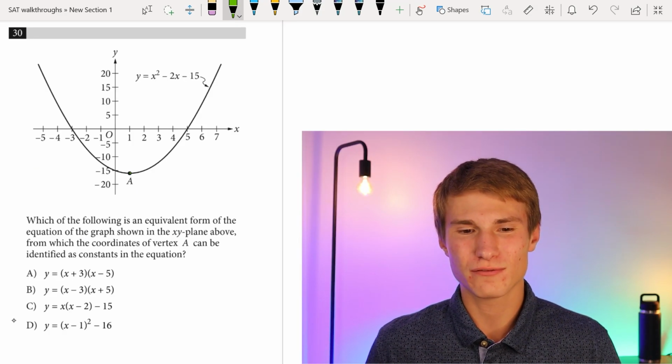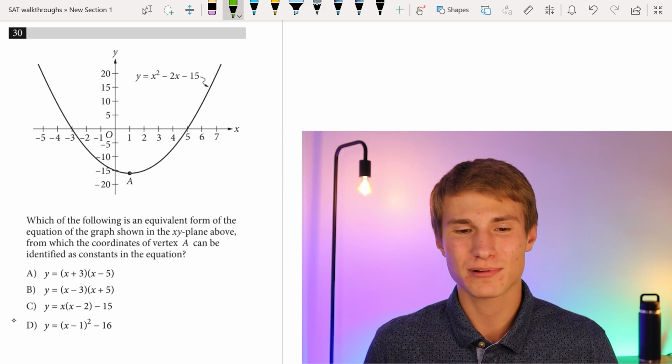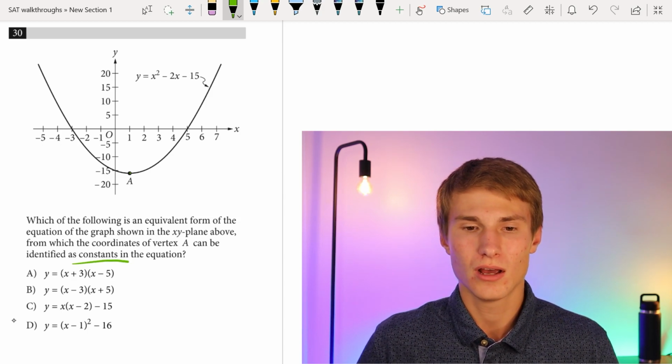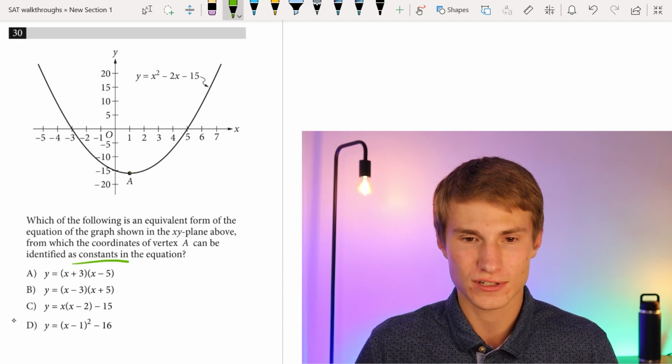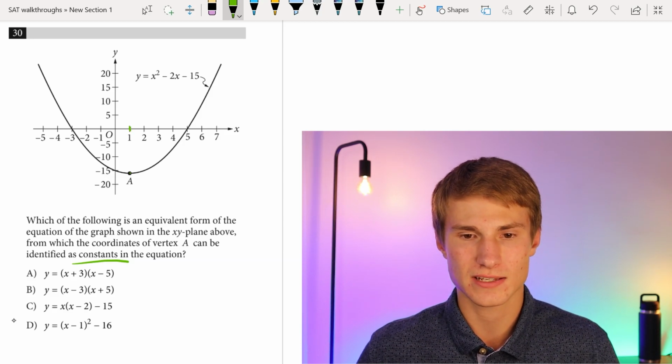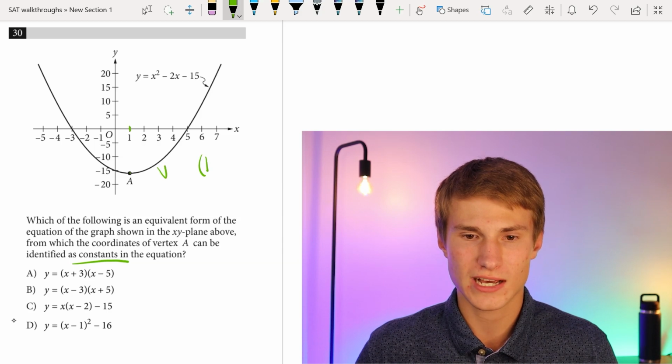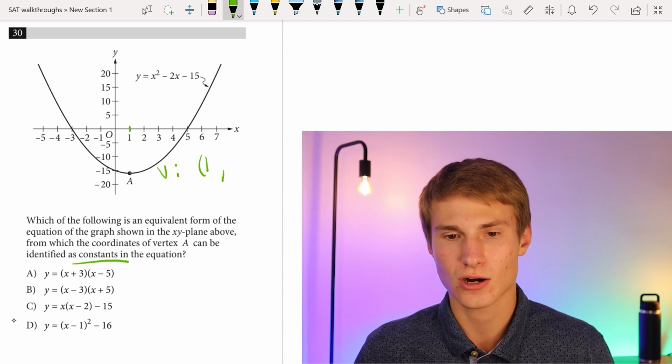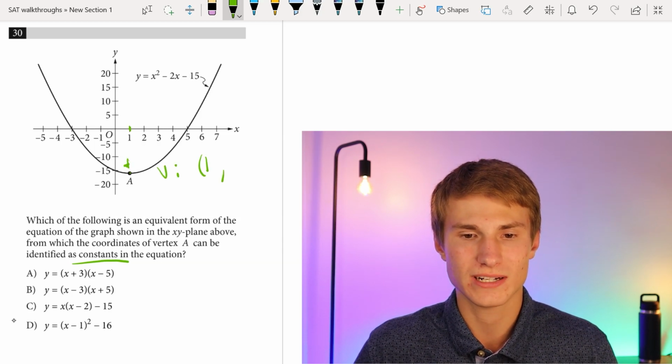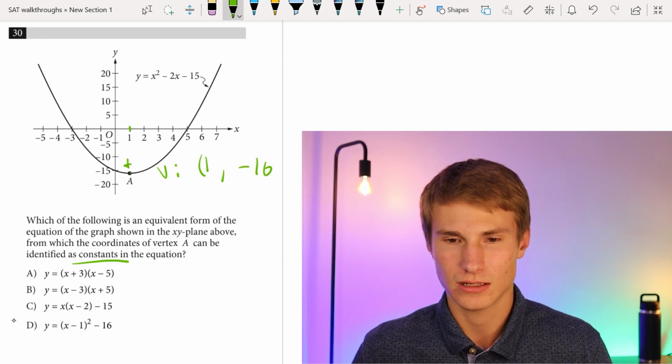Which of the following is an equivalent form of the equation of the graph shown in the xy-plane above from which the coordinates of vertex A can be identified as constants in the equation? Well, for starters, let's go and identify our vertex. We see our x-coordinate of our vertex is going to be 1. Okay, so I'll put vertex V, V for vertex. Our x-coordinate's 1. We see our y-coordinate there is going to be at minus 16, okay?